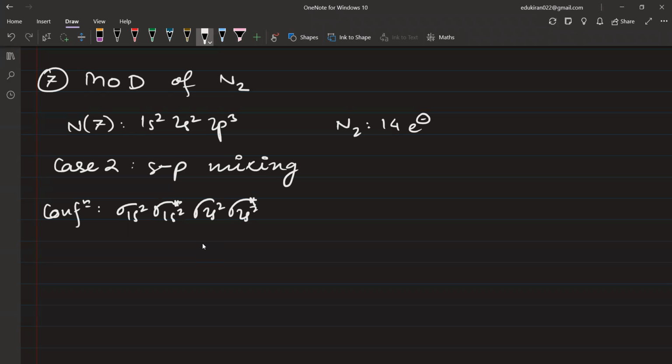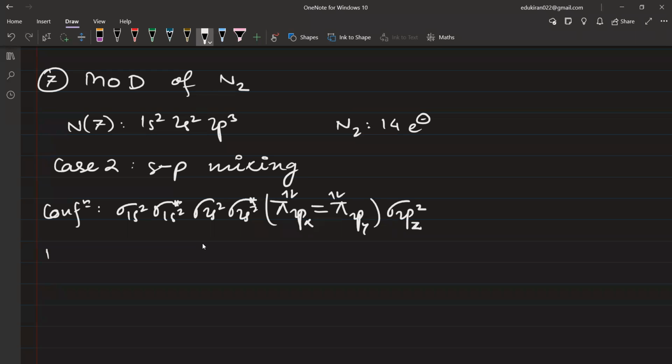Now we are going to get pi 2px equals pi 2py. Now we have 2, 4, 6, 8, 9, 10, 11, 12. So if 12 electrons are filled, I need to fill 2 more electrons. So after pi 2px and pi 2py, we are going to have sigma 2pz. This will also have 2 electrons.